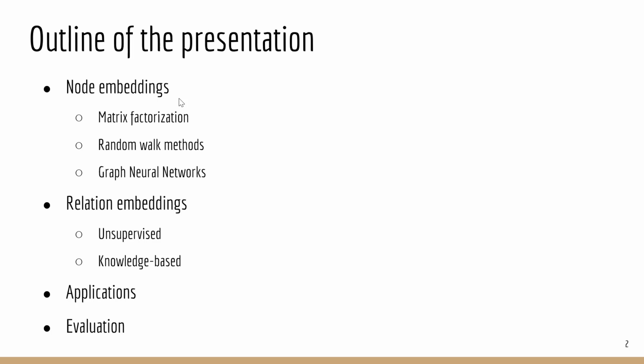Here is the outline of this part of the presentation on graph embeddings. Specifically, we are going to cover some of the techniques on node and relation embeddings. For node embeddings, we are going to learn what matrix factorization is, and we will see some of the random walk-based methods and some of the graph neural models for learning node embeddings. As for relation embeddings, we will have some of the unsupervised and knowledge-based techniques. And at the end, we are going to briefly cover some of the applications and evaluation techniques for graph embeddings.